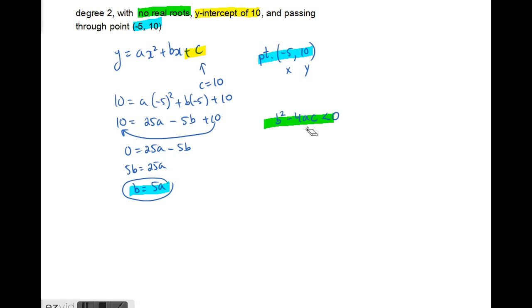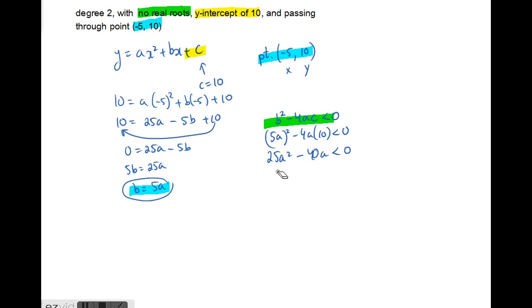So I will plug in what I know. b squared I'm going to replace with 5a, so (5a) all squared minus 4a, and c is 10. So here we have an inequality with only one unknown, a, to solve for. Simplifying this, we would have 25a squared minus 40a less than 0.